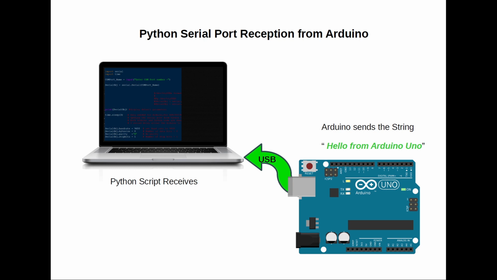In this section, we will learn how to receive data from an Arduino using Python and PySerial. Now, we have a Python script running on the Windows 10 computer here. The script will wait for data to be sent from the Arduino. Here the PC will be receiving and the Arduino will be the one transmitting. On the Arduino side, we will send the string "hello from Arduino Uno" to the computer.